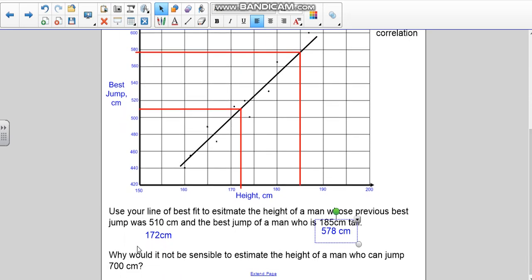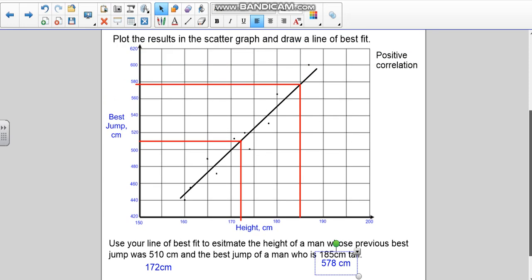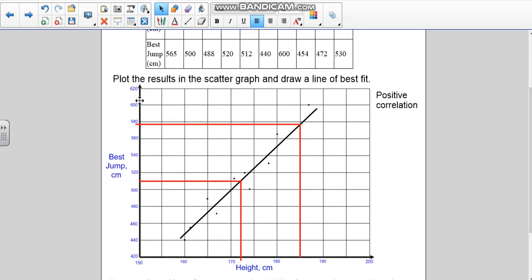So we've had 2 readings that were interpolation because they were estimations between points that we'd already plotted. This one was between these points here, and this one was between this point here and these ones down here. So the last question says, why would it not be sensible to estimate the height of a man who can jump 700 centimetres? If we look at our scale, actually our scale doesn't go up to 700, but if 620 is there, we'd have 640, 660, 680, 700. We're talking somewhere up there.